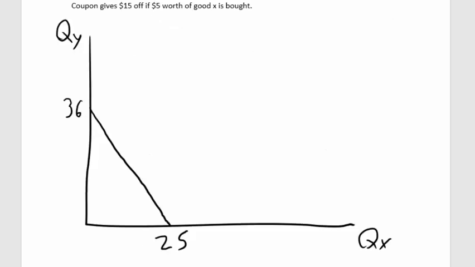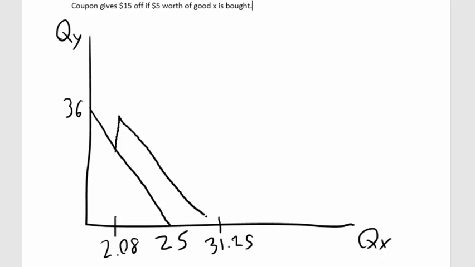If we go back to the graph, we can now make note of where the shift occurs and how it changes our graph. So we know the shift occurs at quantity of X of 2.08, and we know our new maximum is 31.25. So we can change our budget line to look like this. And thus, our new budget line is represented by the highlighted portion.